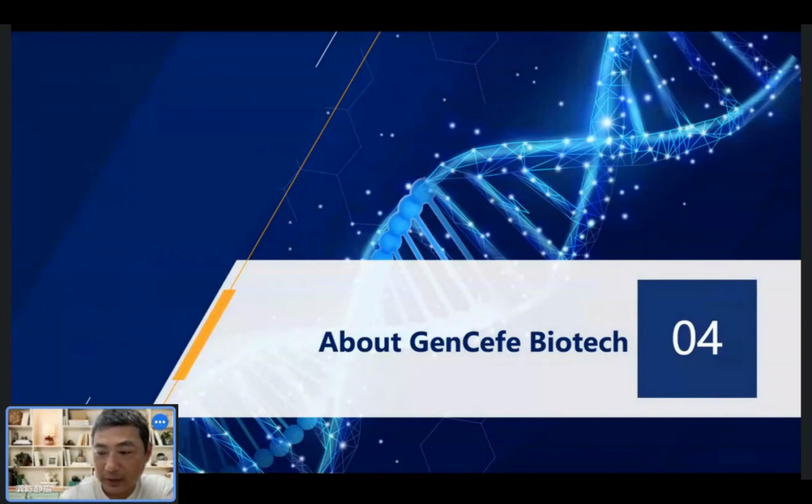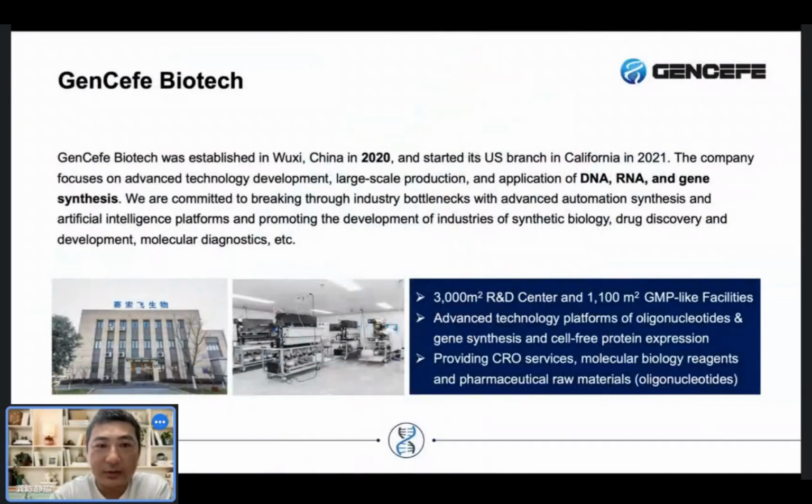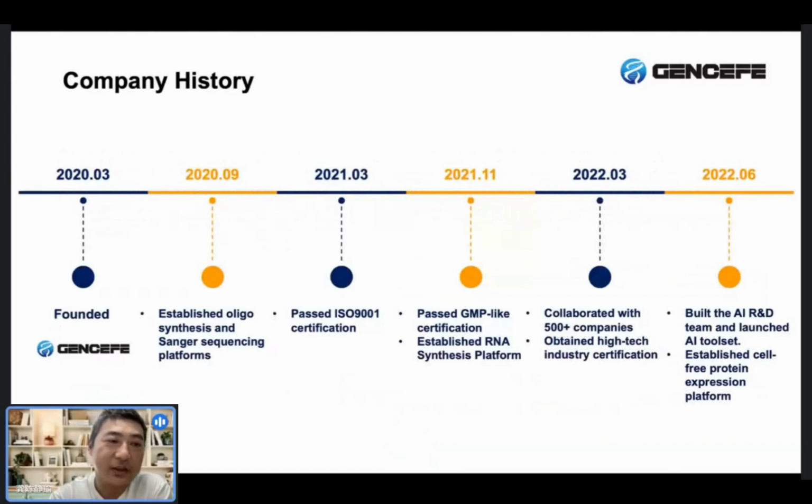Next, I will give a brief introduction of GenScript Biotech. GenScript Biotech was established in 2002 in Wuxi, China, and started its branch in California in 2021. We focus mainly on DNA, RNA, and gene synthesis. So here is the headquarters in Wuxi, China. We established the oligo synthesis and the single sequence platform in 2022, and we established the RNA synthesis platform in 2021. And we built our AI toolset in 2022 and also a cell-free protein expression platform.